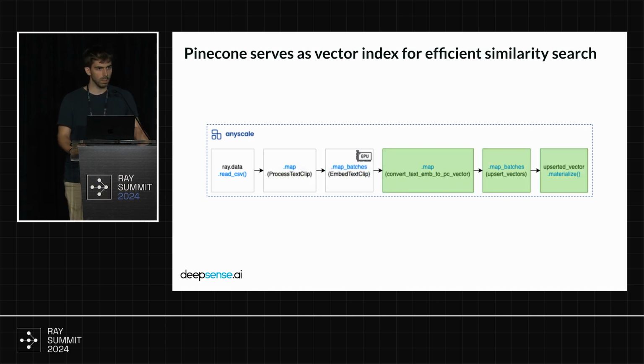After running such a pipeline twice, you end up with the two indices, one for images, one for texts, populated with the vectors representing the contents of our fashion dataset.